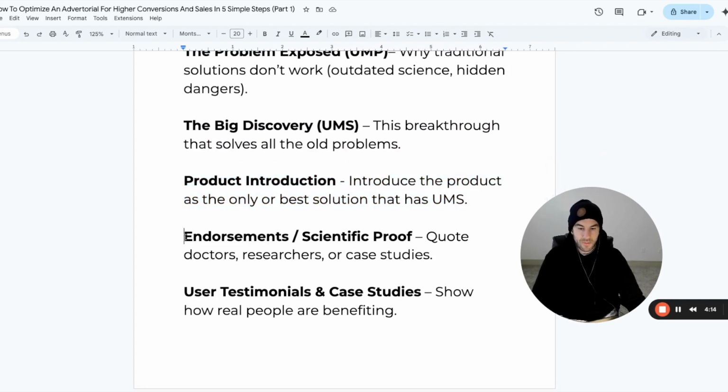We're going to hit on any kind of endorsements or scientific proof. We're going to quote doctors, researchers, case studies, celebrities, really anybody we can lean on that is endorsing this or that you can find online that has potentially endorsed it.